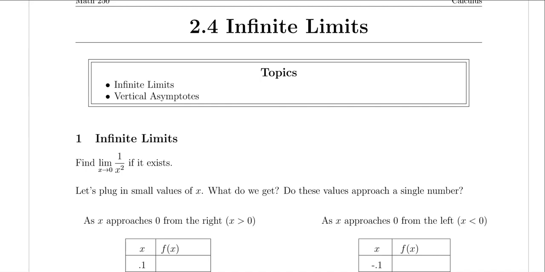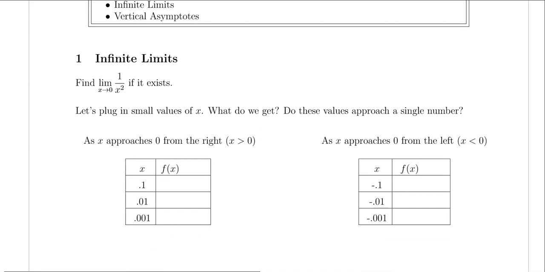Okay, so let's say that we're given the following limit and we want to see if it exists. So we have the limit as x approaches 0 of 1 over x squared. Now, just as we've been doing in class, I want you to plug in small values for x to see what you get. Do these values approach a single number? Well, let's go ahead and do the following tables.